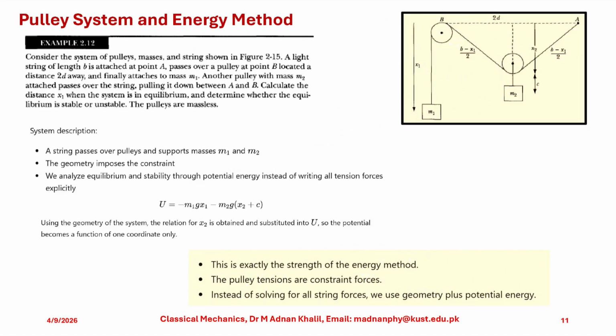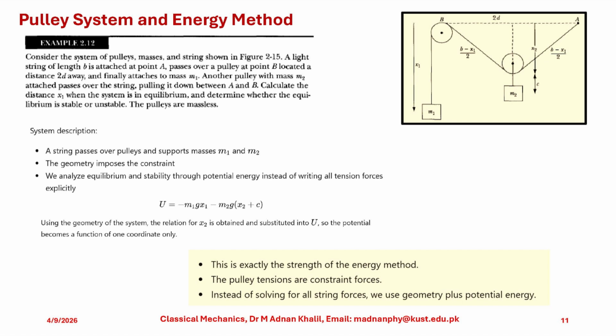Now we apply the idea to a pulley system. This is a nice example, because if we use force analysis directly, the system can become messy due to multiple tensions and geometrical relations. The figure shows a string passing over pulleys and supporting masses m1 and m2. Because the string has fixed length, the positions of the masses cannot vary independently. That is the constraint of the system. So the geometry itself connects the variables.